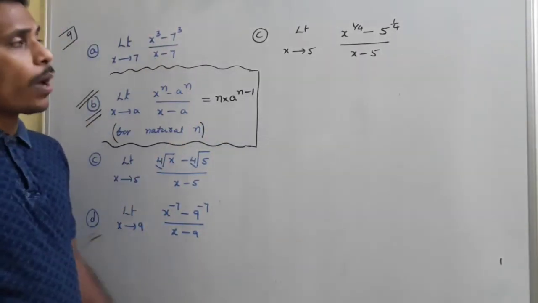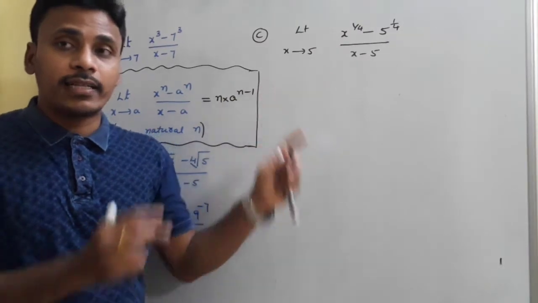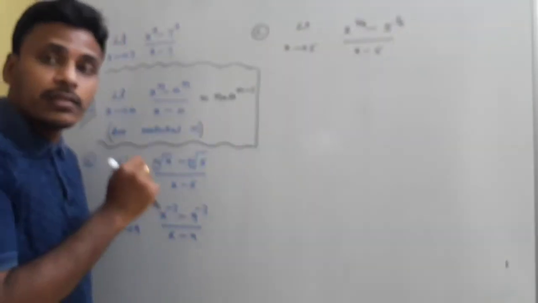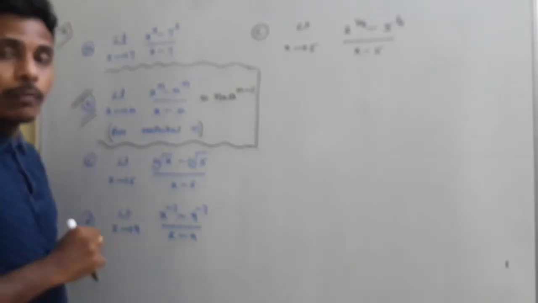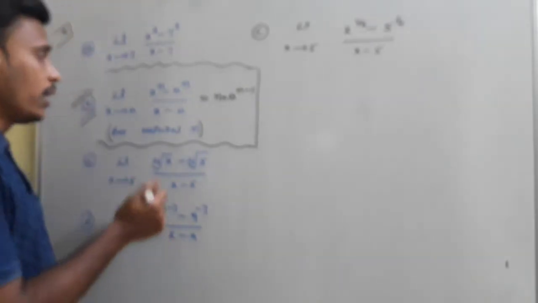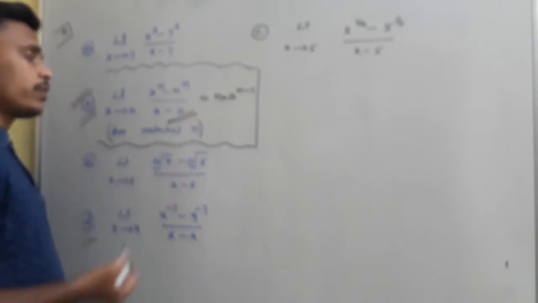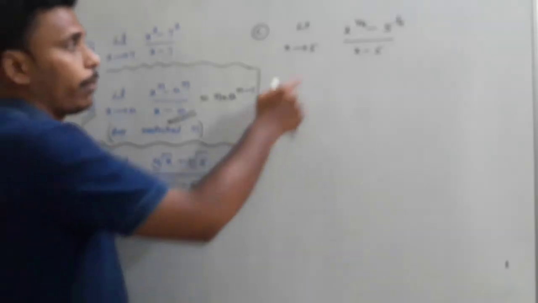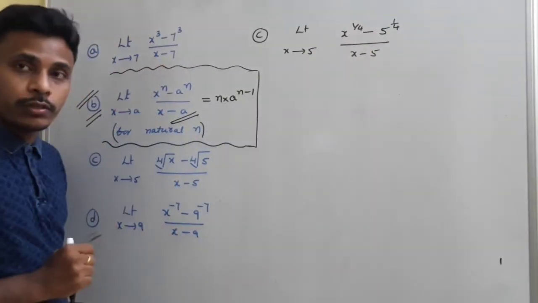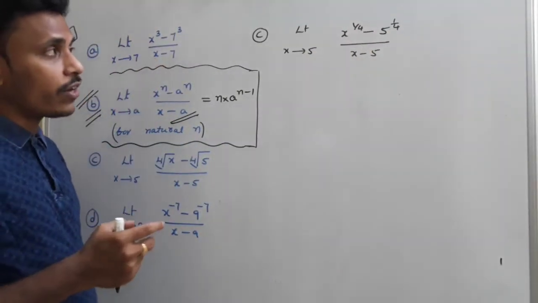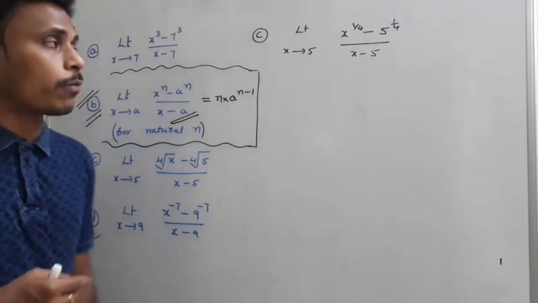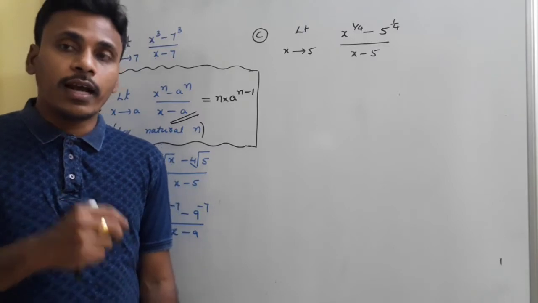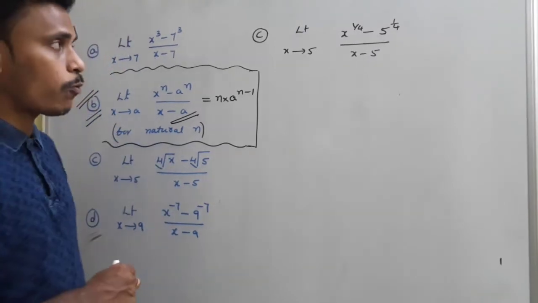Now when you look at the pattern, the format of the problem, this is limit x tends to 5, x power 1 by 4 minus 5 power 1 by 4 by x minus 5. This is in the same format as the b bit, but as we mentioned there, n is a natural number, while here the power is not natural. So we don't have any reason or proof to use the same formula for this. So to make a conclusion on this, I am mentioning this problem here.